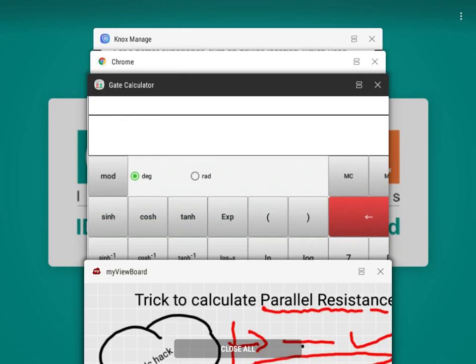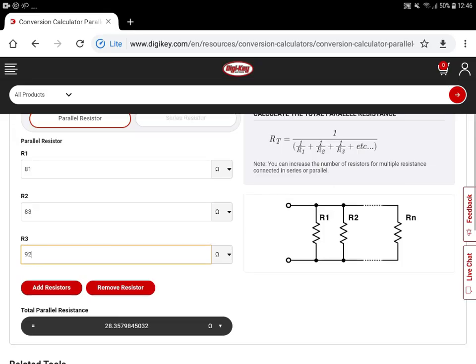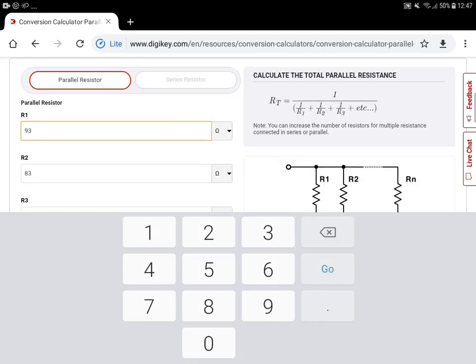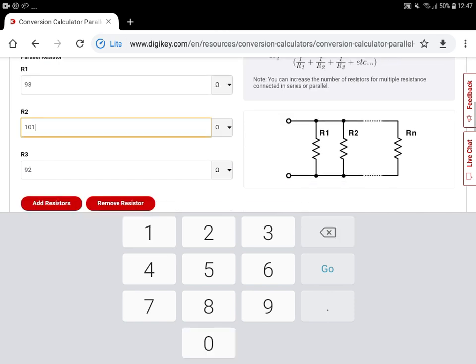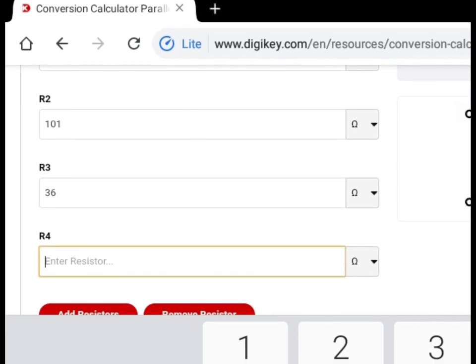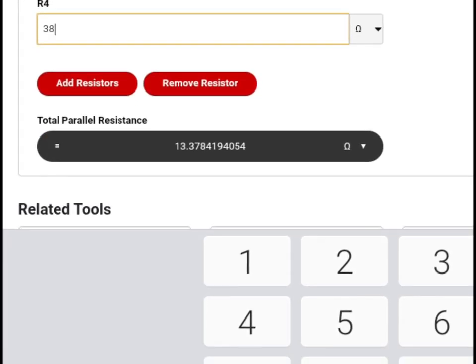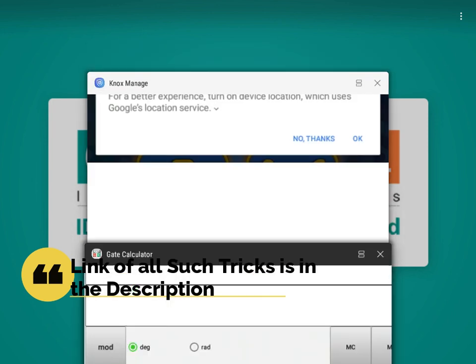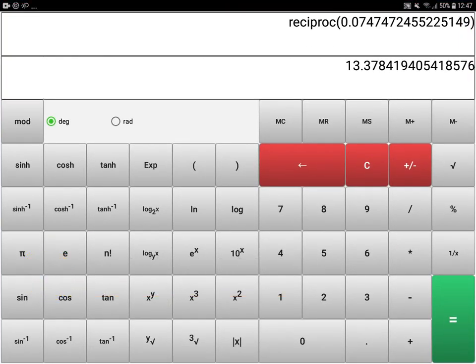Let us cross verify it from the website. Now we have the resistances as 93, 101, the third resistance is 36, and we have one more resistance with the value 38. You can see the answer is 13.37. This is what you got from the GATE calculator also. Now the question is where this will be helpful, in which subject it will be helpful.